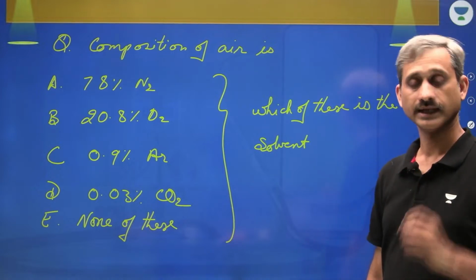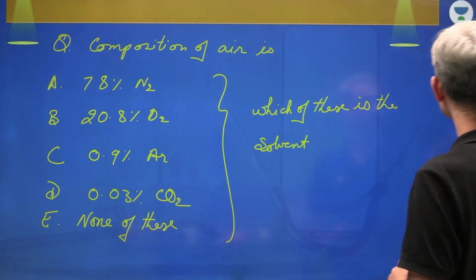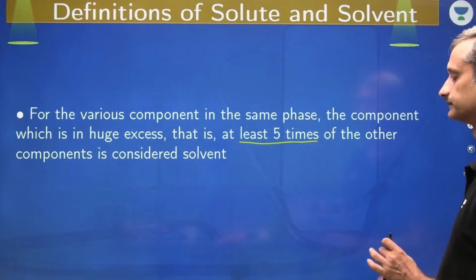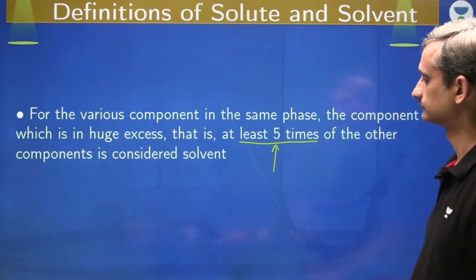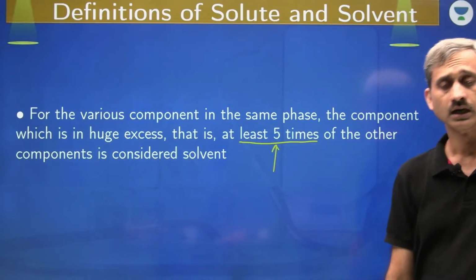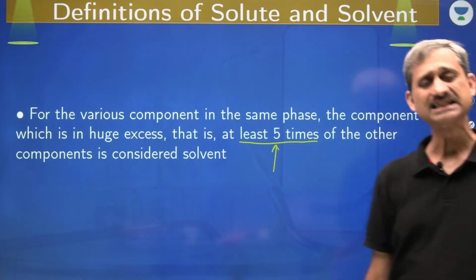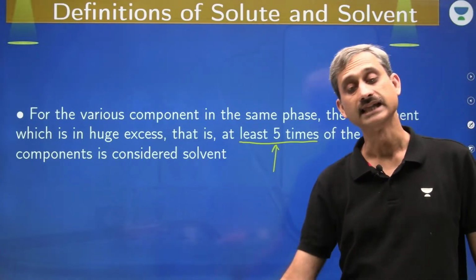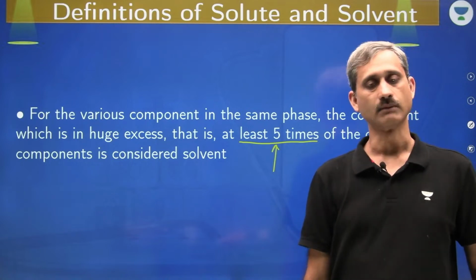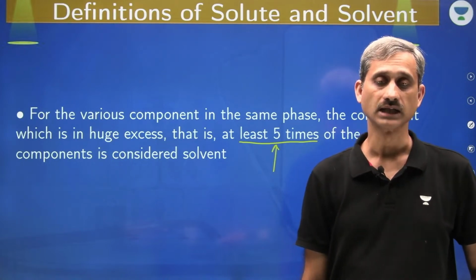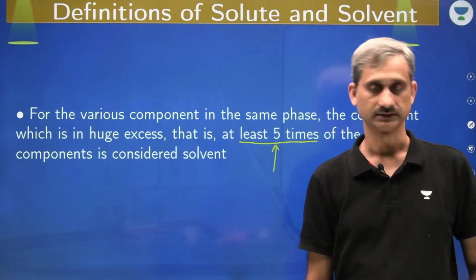Now, it was a little tricky question. Just read the topic. The component which is at least 5 times the next dominant component is what we call the solvent.